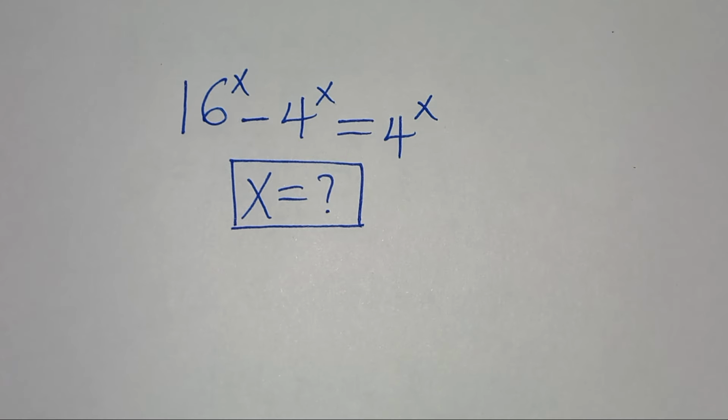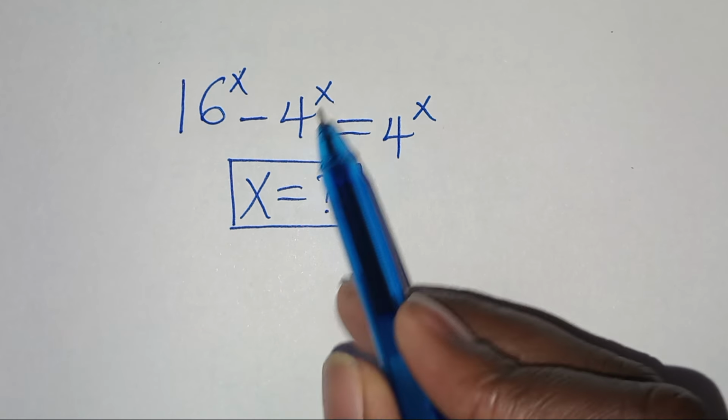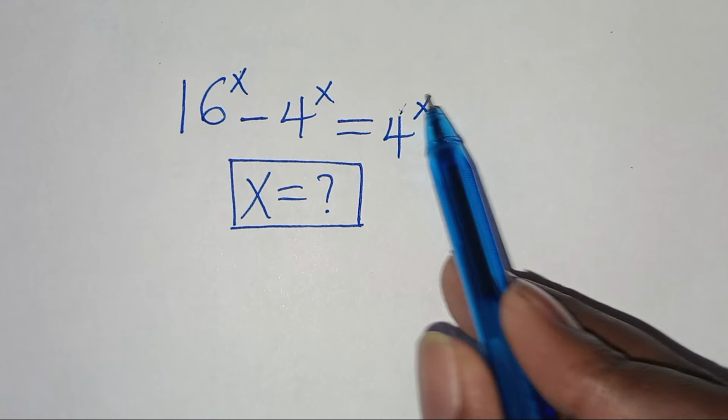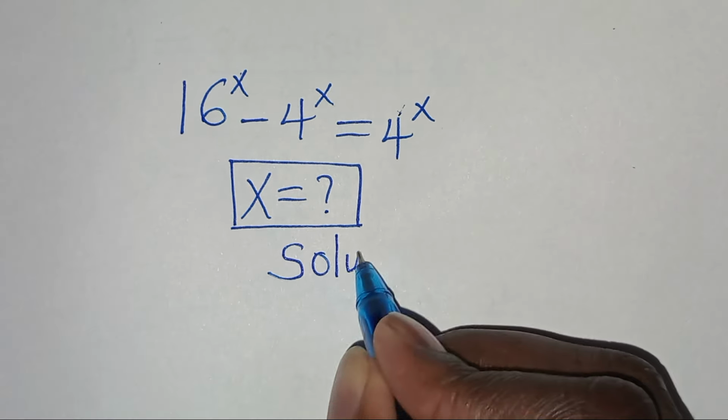You're welcome to solve this nice exponential equation, which is 16 to the power of x minus 4 to the power of x. This is equal to 4 to the power of x. So what is the value of x? Now let's provide a solution from here.